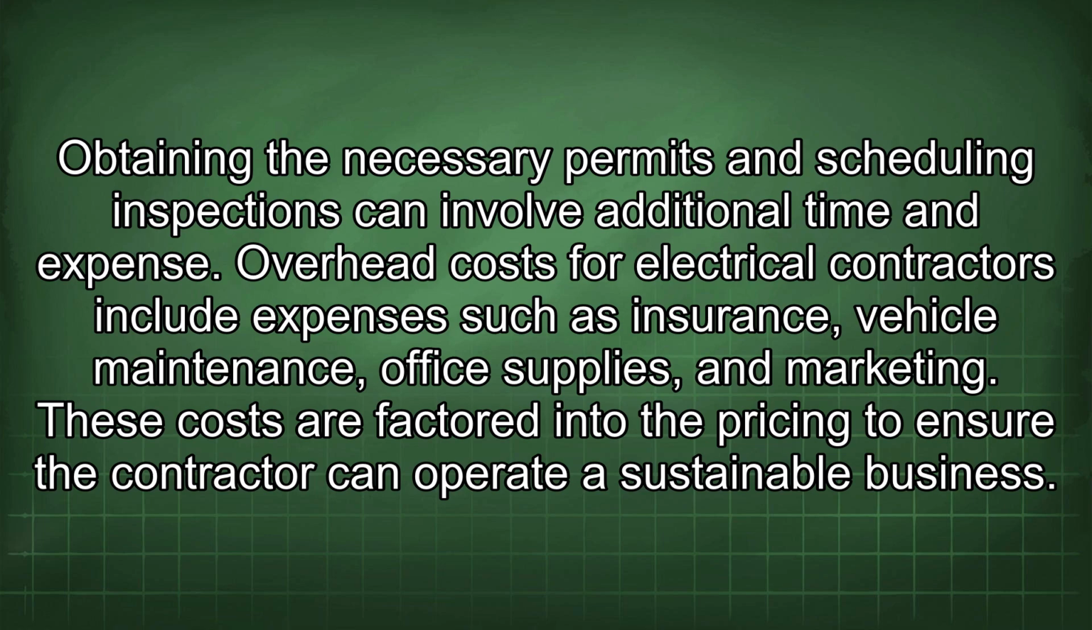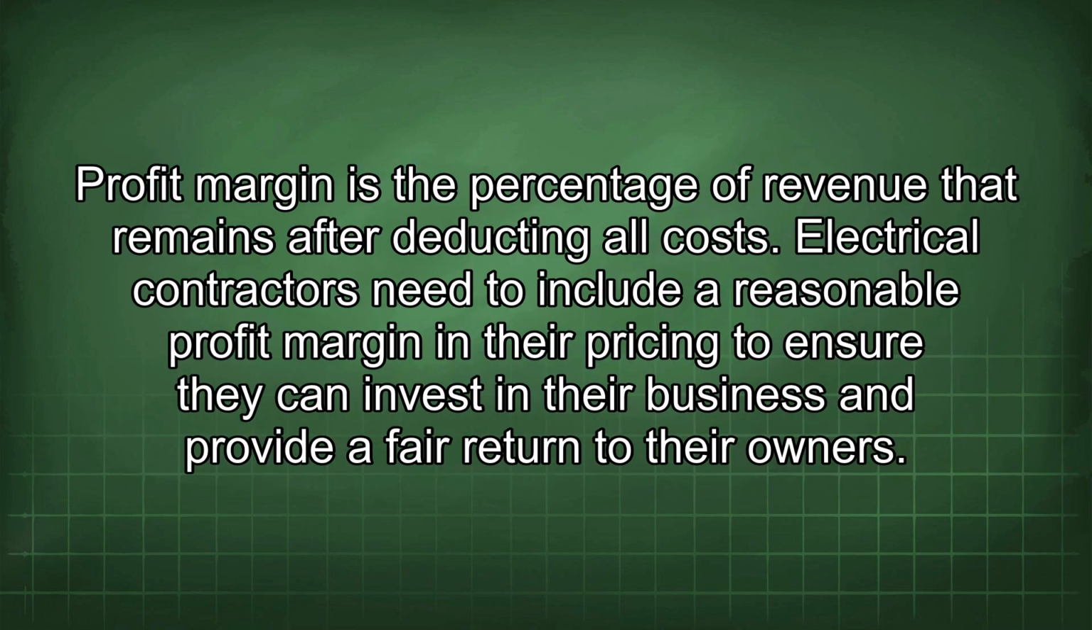Overhead costs for electrical contractors include expenses such as insurance, vehicle maintenance, office supplies, and marketing. These costs are factored into the pricing to ensure the contractor can operate a sustainable business. Profit margin is the percentage of revenue that remains after deducting all costs. Electrical contractors need to include a reasonable profit margin in their pricing to ensure they can invest in their business and provide a fair return to their owners.